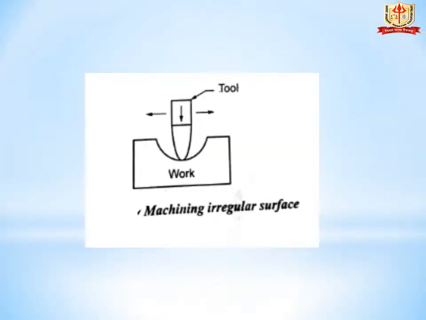The last operation performed on a shaper machine is the machining of irregular surfaces. Shaper can be used for machining convex or concave surfaces or a combination of both. If the irregular surface to be machined is large, then a combination of vertical feed to the tool and horizontal power cross feed to the table is used. Round nose tool is generally used for this type of machining process. In the diagram you can see that a curve type portion is made by the cutting tool.